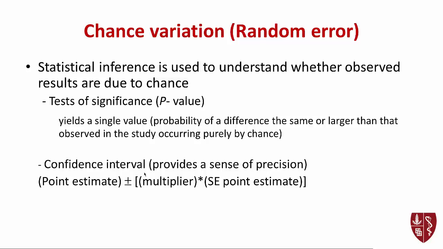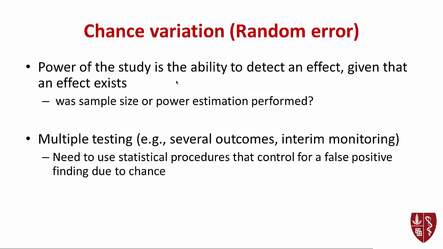In parallel with hypothesis testing is the confidence interval. It gives you a sense of precision around that estimate. Some of the other aspects of random error are things like, did the study have the power to detect an association? So the power of a study is the ability to detect an effect given that an effect exists. So what we're looking for in the paper is, do the authors or researchers tell you about sample size or power estimation that was done in the design phase of the study, and perhaps they were able to recruit the subjects that they needed to find a particular hypothesized effect estimate that captures the relationship of the intervention and the outcome.